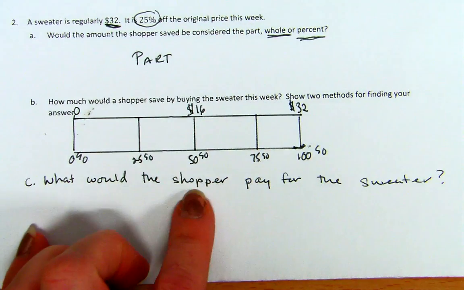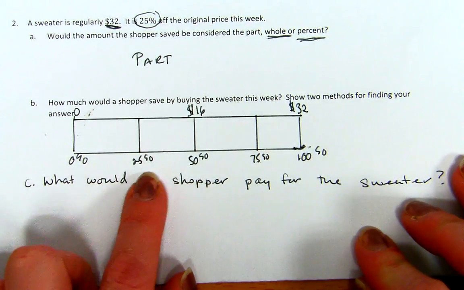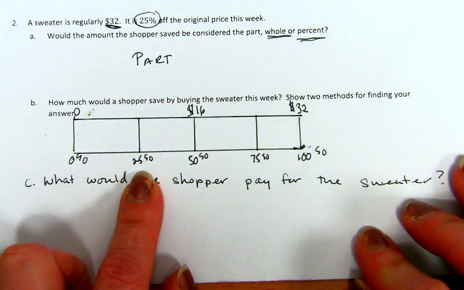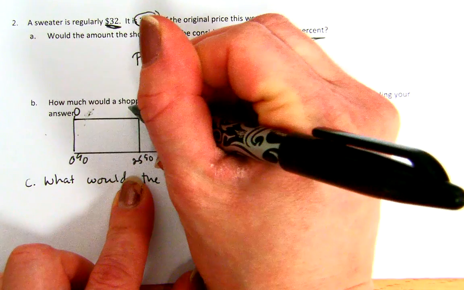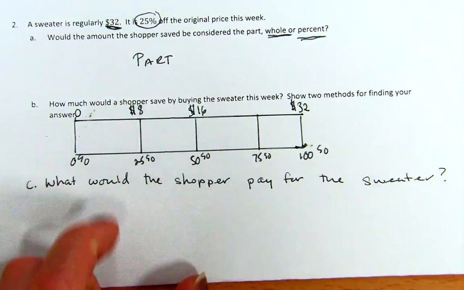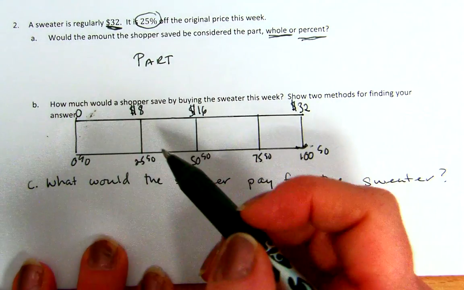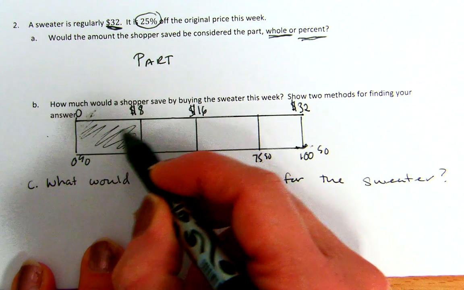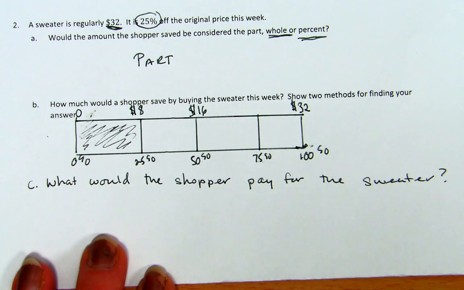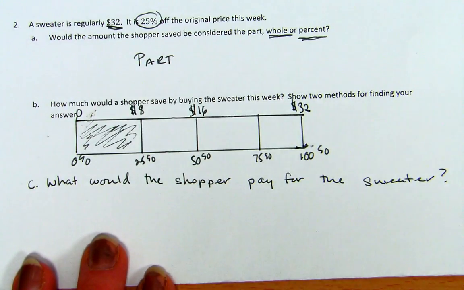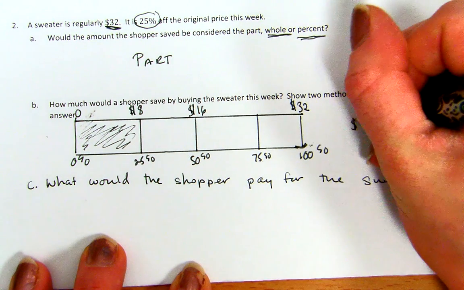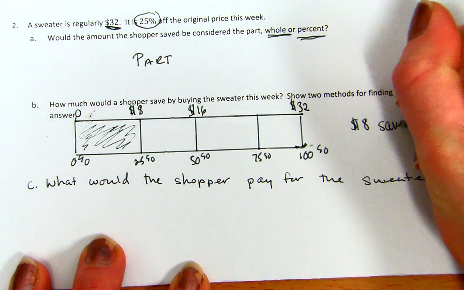Okay. And 25% then, which is the percent I'm really looking for, 25% is half of 50. So half of 16 would be $8, right? So I don't even need to fill out anything else, right? I have discovered that 25% of $32 is $8. So I would have an $8 discount. Okay, so how much would a shopper save by buying this sweater this week? If it's 25% of $32, that would be $8 saved.